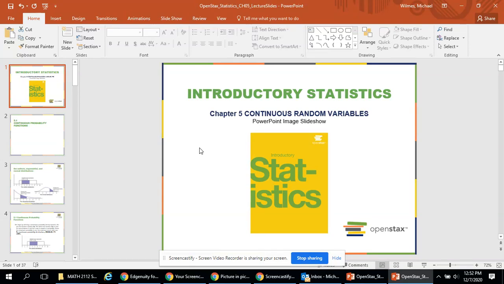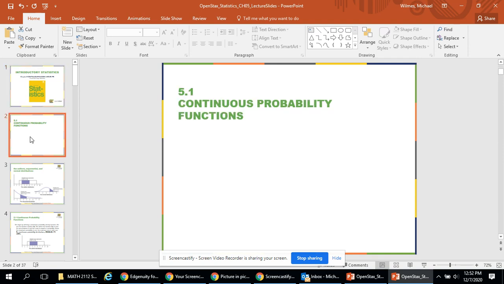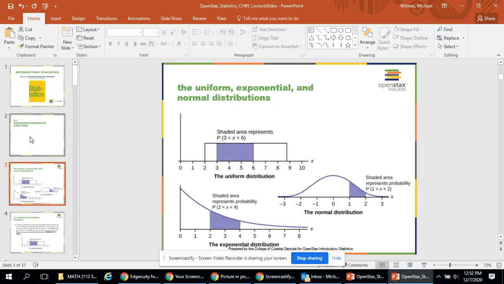All right, we made it to chapter 5, and this chapter is going to be looking at probabilities in terms of graphs. And the fancy name is called a continuous random variable. And we're going to be looking at something called a continuous probability function. And to do that, here are some different graphs, and these are all graphs of different probability situations. And these are called distributions.